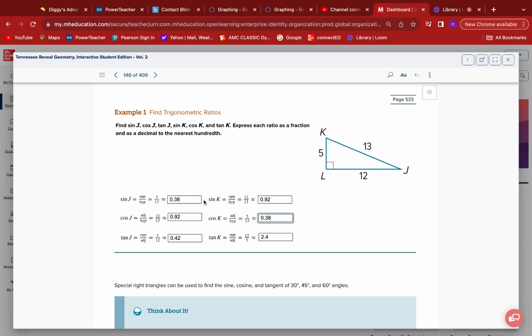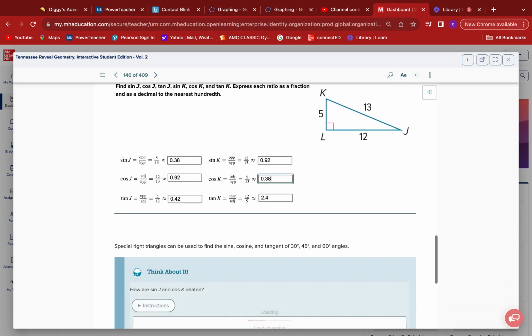And here's how I knew it was wrong. The sine of j and the cosine of k should be the same thing. And cosine of j and the sine of k should be the same thing. So I knew that I did something wrong because cosine of k and sine of j should have come out to be the same. So I knew I did something wrong somewhere along the way, so I had to figure out which one I did wrong. All right, there we go.